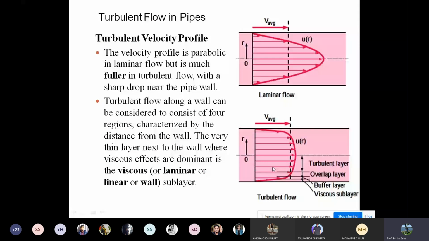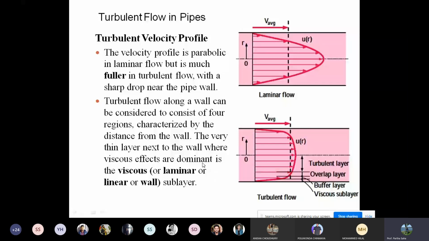You can see here, this is pretty much full in nature. Turbulent flow has many layers, starting from the viscous layer, buffer layer, overlap layer, and turbulent layer. It consists of these 4 regions, and I have already discussed these different fluid regions when we talked about the boundary layer concept. Again, to refresh our memory, the very first thin layer is the viscous sublayer, where the viscous effect is dominant.